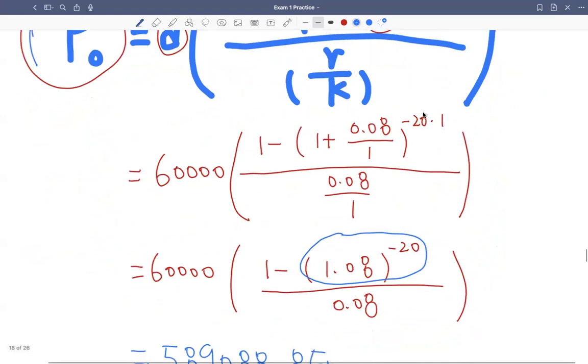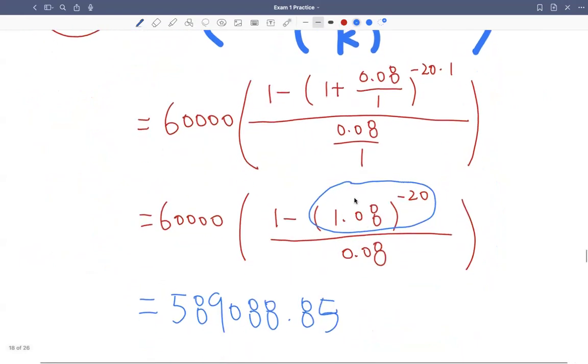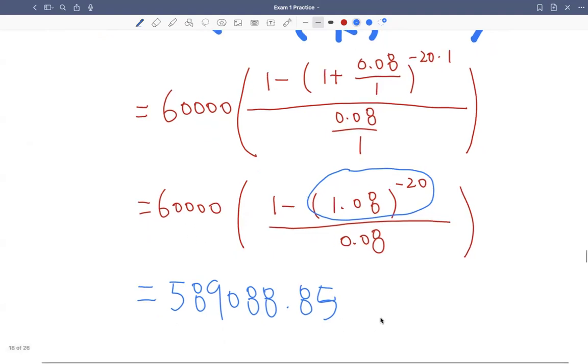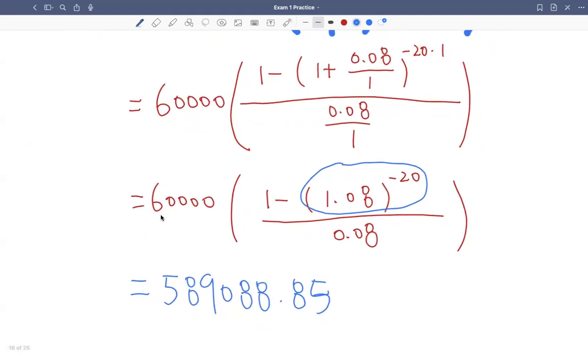If our calculator doesn't allow us to put all the data in one shot, we can do it step by step. We calculate this exponent, then subtract from 1, then divide by 0.08, and in the end multiply by 60,000. So to be able to withdraw $60,000 per year for the next 20 years, we need to have $589,088.85 in the retirement account. All right, that's question 19.